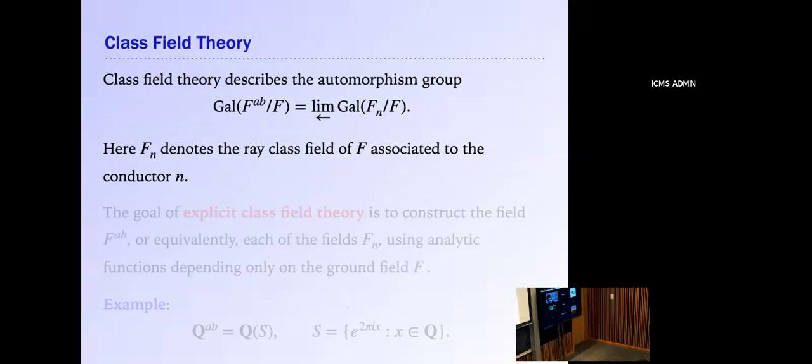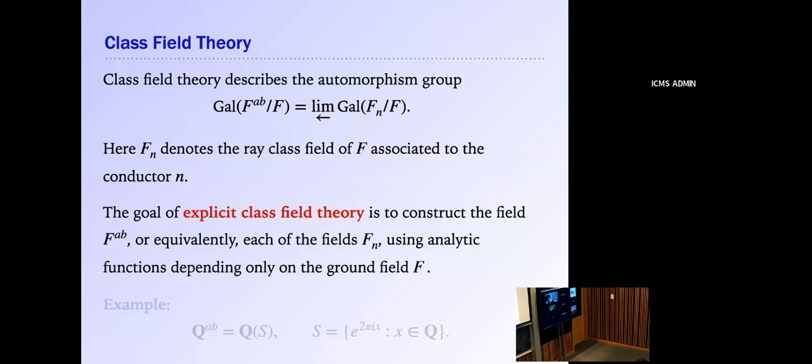So now what is the word explicit doing there? Class field theory gives a partial generalization of this statement to arbitrary number fields F. It explicitly describes the Galois group of F^ab over F, which you can view as an inverse limit of these finite groups Gal(F_n over F), where F_n here denotes the narrow ray class field associated to the conductor n.